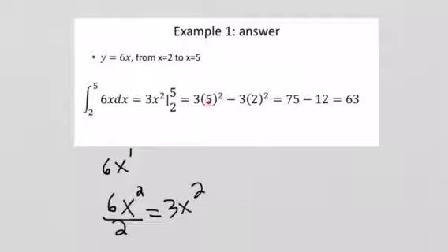So then we plug in 5 and we plug in 2. 3 times 5 squared minus 3 times 2 squared. And then that gives us 75 minus 12, which is 63. So the area under y equals 6x from 2 to 5 is 63.